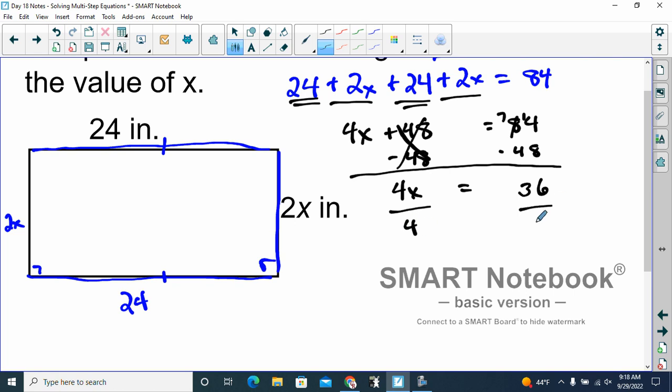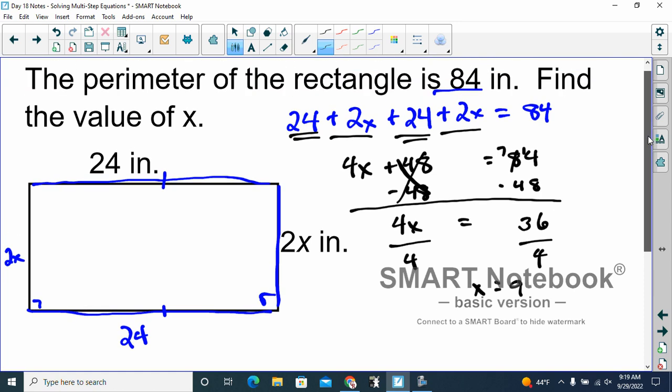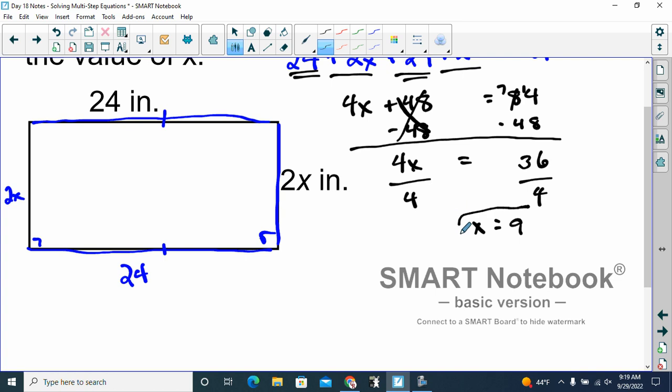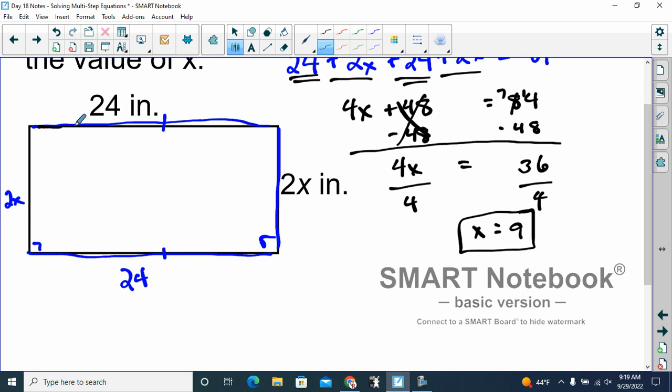And divide both sides by 4. And make sure you always answer the question that's being asked or the statement that it's telling you to do. In this case, find the value of x, which we did. X equals 9. Sometimes it might say, find the sides of the rectangle. Well, the sides of the rectangle would be 24 inches by, you would have to plug 9 in here, 2 times 9 by 18 inches. In this case, it just wanted us to find x equals 9.